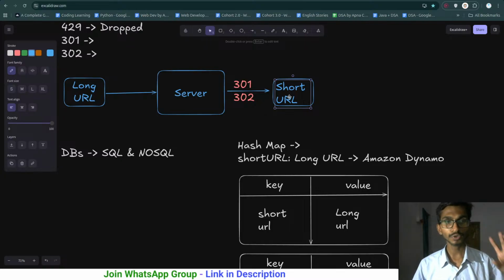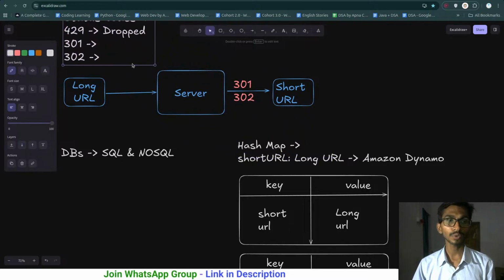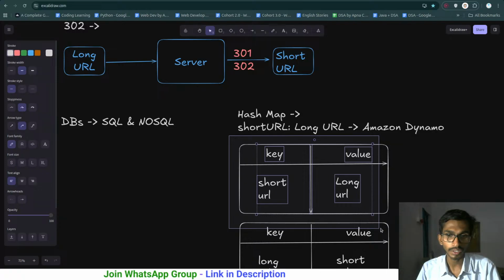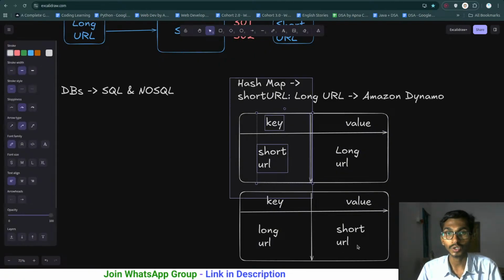And when it comes to clicking on the short URL, once you got the short URL, you will click on it, the request will go to the server, and the server will check whether this particular short URL actually exists in our database or not. For that you need to have this map. So that is why you need to have two maps, and this is not feasible of course.